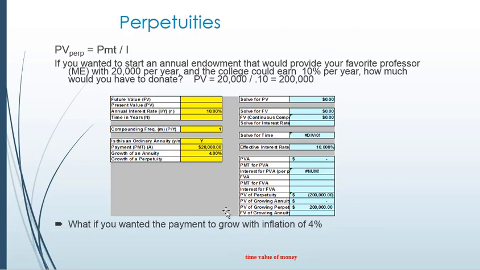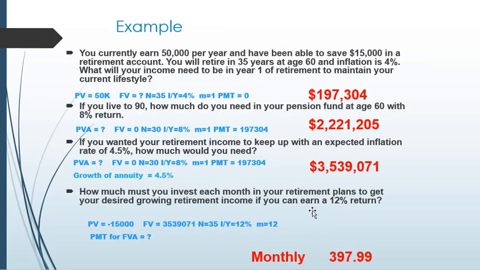What I would like you to do, though, is to calculate the 4% that needs to go in this growth of a perpetuity box. If you type in 4% there, how much money will you need to invest in order to achieve this cash flow stream? And I leave that up to you to work your way through that example.